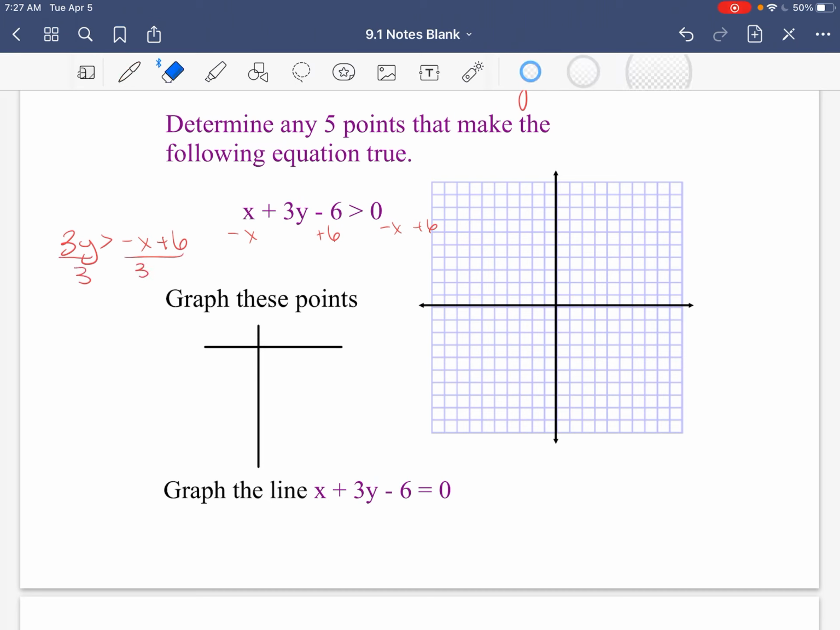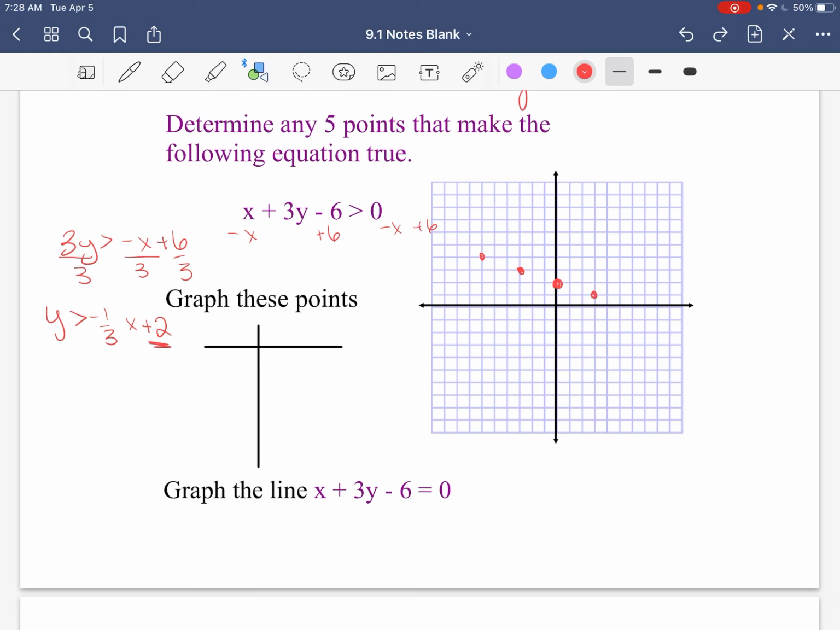Divide every term by 3. We get y is greater than negative 1/3 x plus 2. So on my graph, I'm going to take my y-intercept of positive 2. That comes from our b. And we have a slope of negative 1/3. So I'm going to go 1 up, 1, 2, 3 over. And I'm going to keep continuing that pattern. 1 up, 3 over, 1 down, 3 over. Using a ruler, we would add a line, which I would hopefully extend.